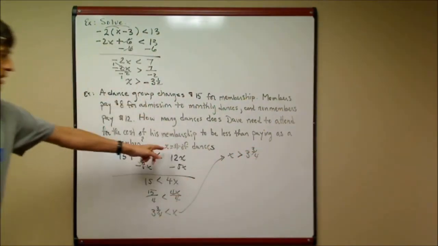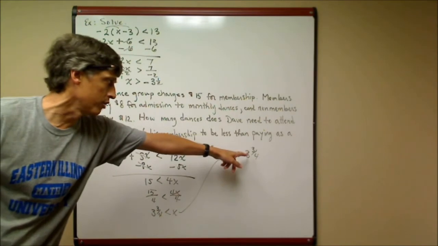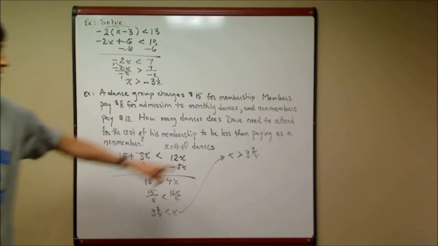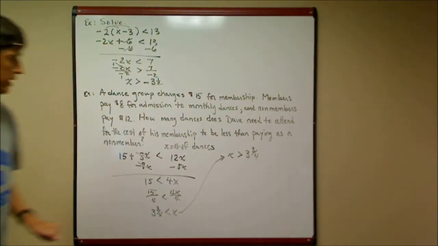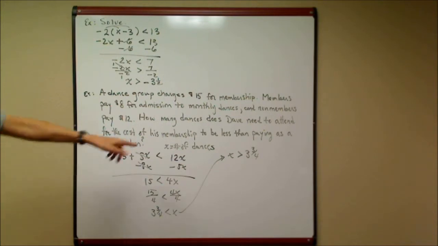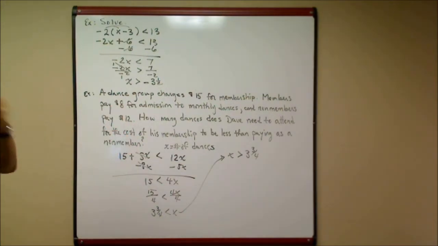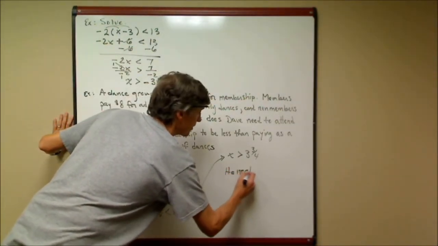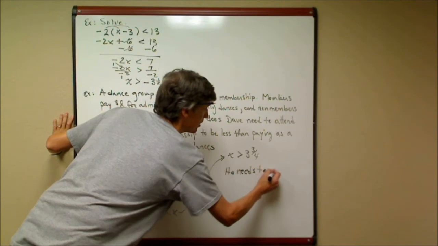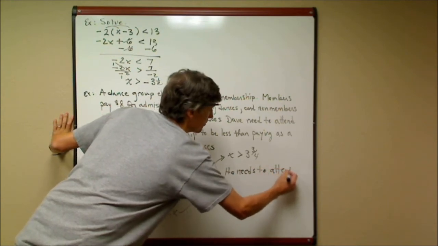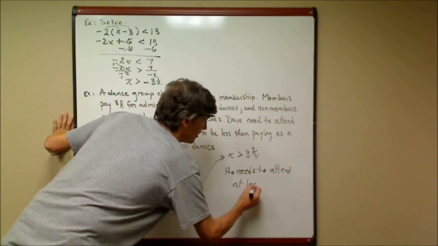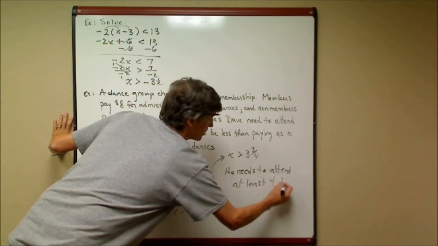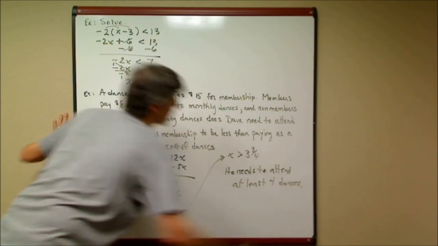So since x is the number of dances and you can't attend 3/4 of a dance, he's got to attend at least 4 dances to make that membership pay off for him, so that he's paying less than a non-member that attends the 4 dances. So he needs to attend at least 4 dances, and then it'll pay off.